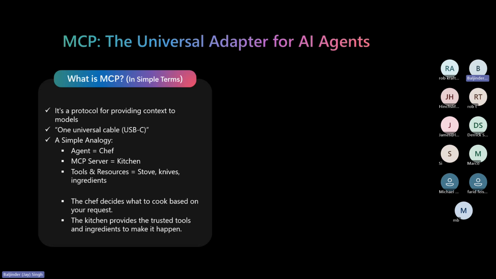Another analogy that I love to use is, look at your agent as a chef, and then MCP server, MCP tool is that kitchen. And then the tools and resources that MCP is going to talk to are the stove, knives, ingredients. Once the chef decides what he wants to cook based on a request, the kitchen or MCP servers provides those trusted tools and ingredients to make it happen.